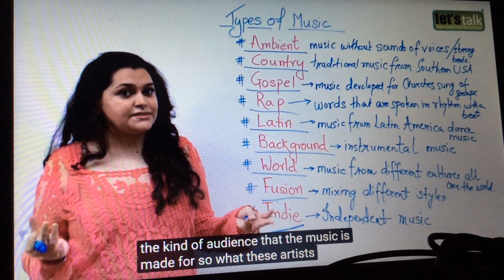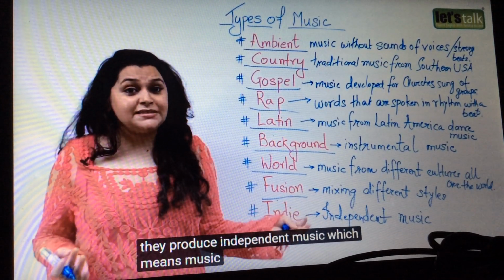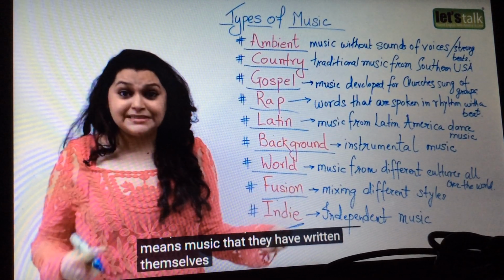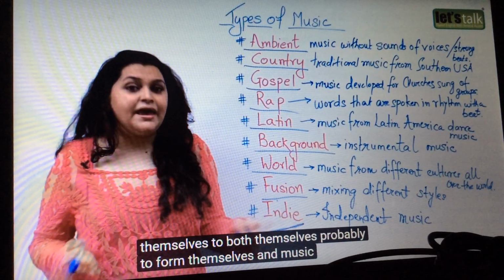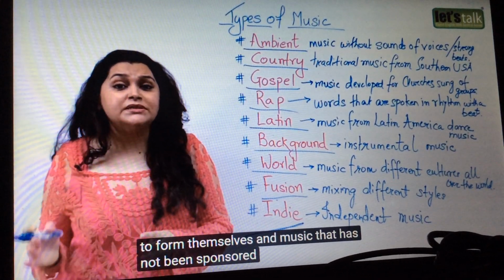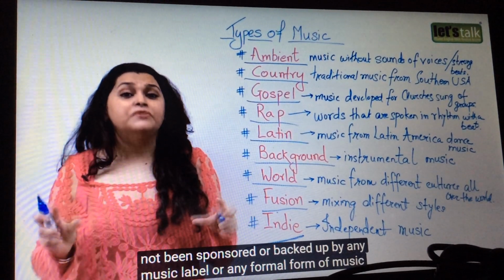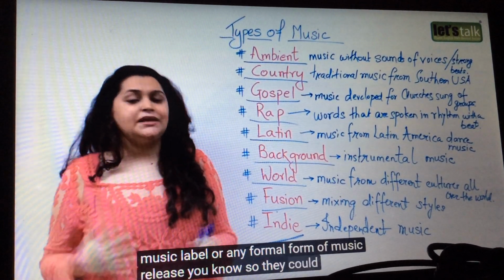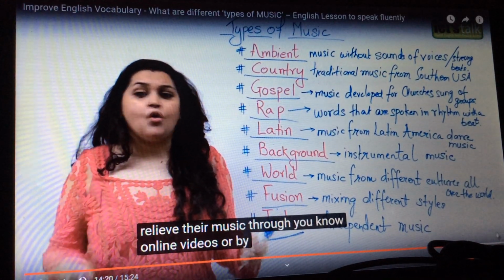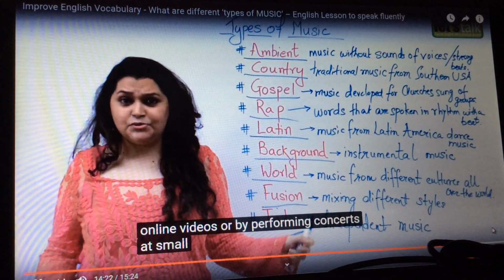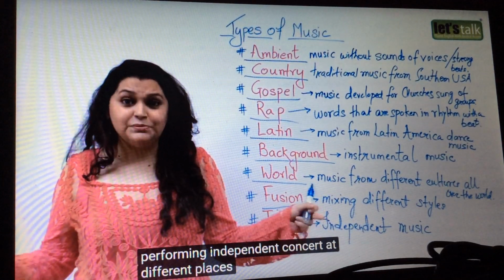So what these artists do is they produce independent music, which means music that they have written themselves, composed themselves, probably performed themselves, and music that has not been sponsored or backed up by any music label or any formal form of music release. So they could release their music through online videos, or by performing concerts at small cafes and then moving on to performing independent concerts at different places.